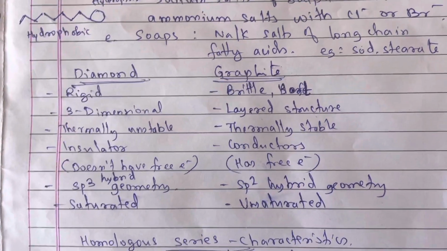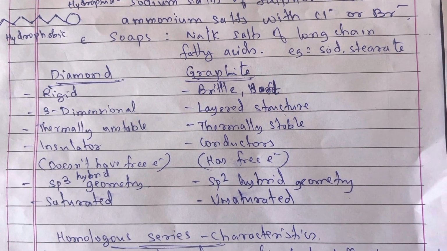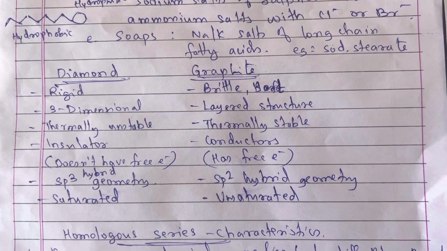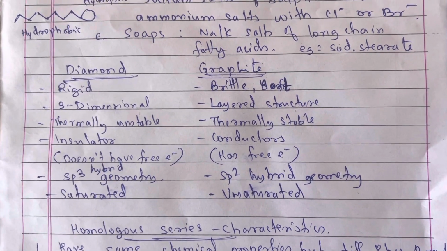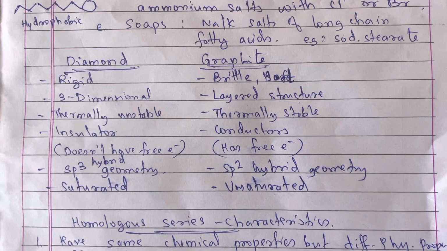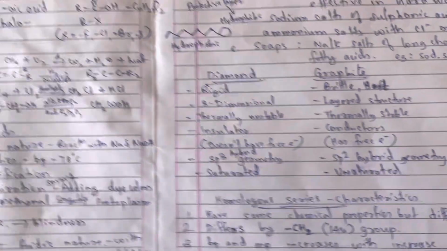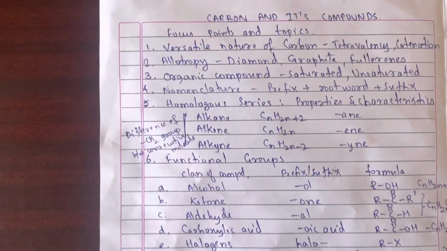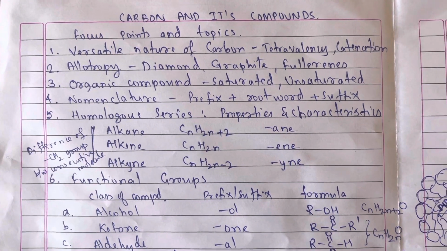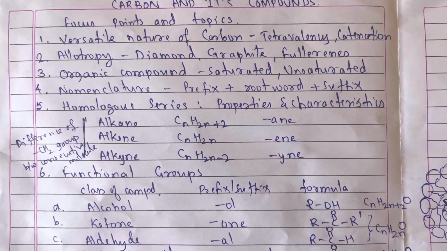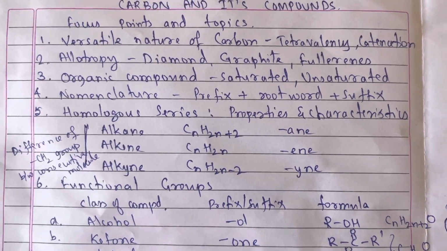Whereas graphite will be brittle, with a layered structure, thermally stable, and it will be a conductor because it has got free electrons which transfer from layer to layer, due to which it's a good conductor of electricity, and it possesses sp2 partially hybridized geometry, in which it may be taken as unsaturated. Next, the fullerenes were identified by Buckminster Fuller, which possess a football or soccer ball like structure. The next one, organic compounds.